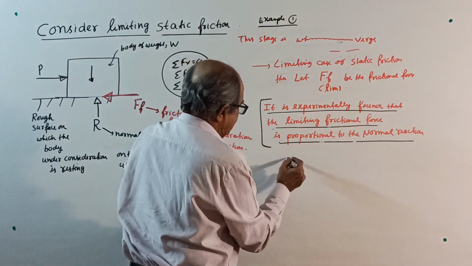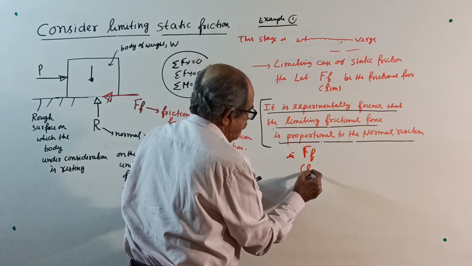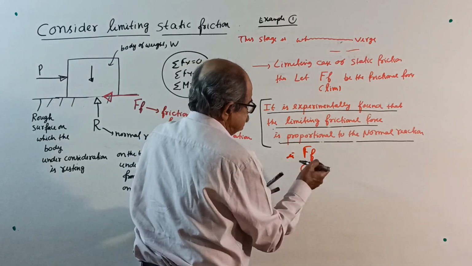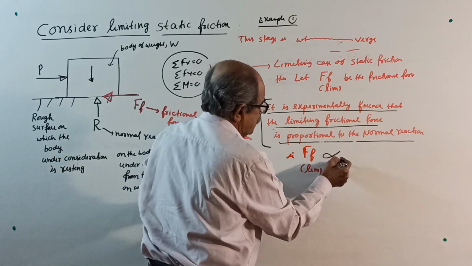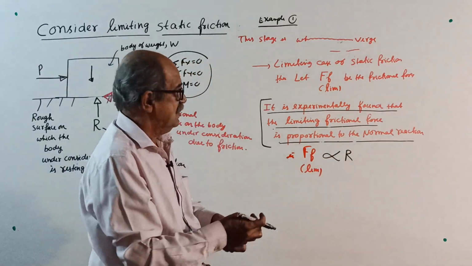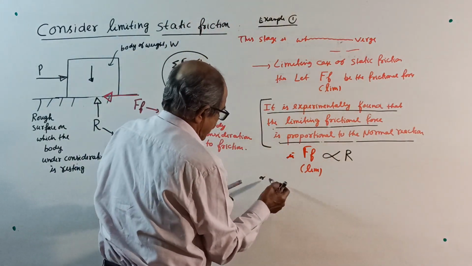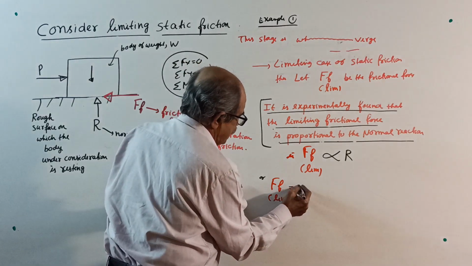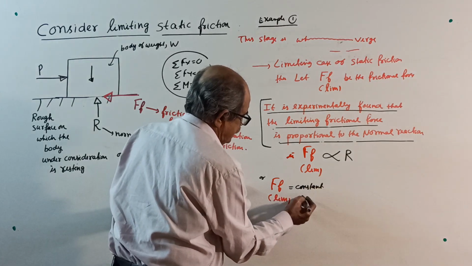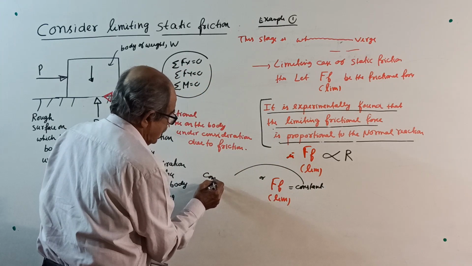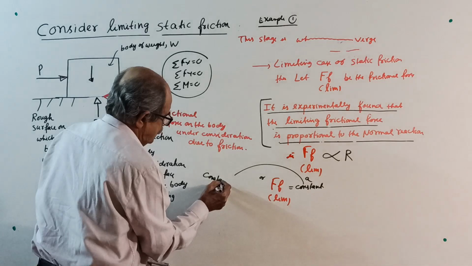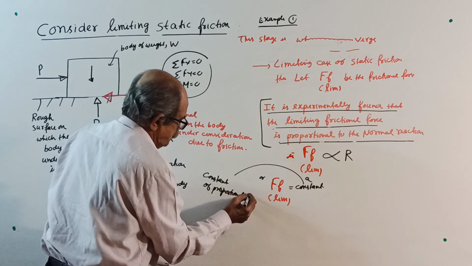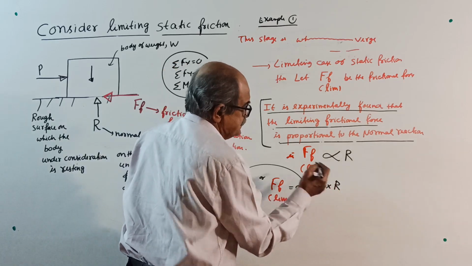That is, you can write Ff limit is proportional to R. Ff limit is proportional to R. Not alpha, it is proportional to R. Or you can tell mathematically, Ff limit is a constant, that is, it is called the constant of proportionality, into normal reaction R.